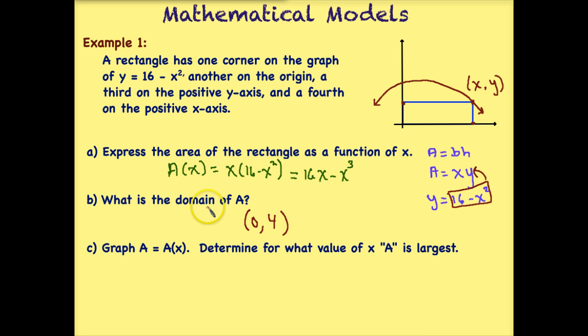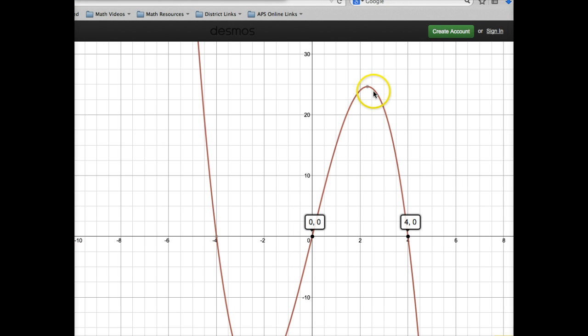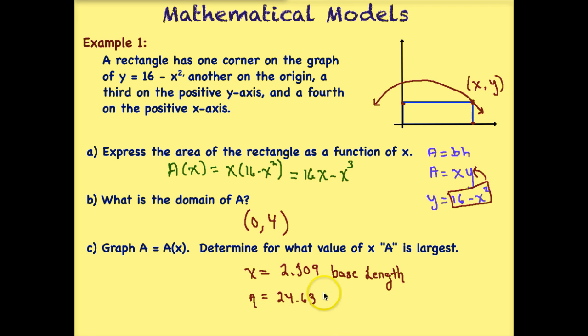So whenever we're dealing with domain in a mathematical model, we have to think realistically, what numbers make sense for this problem? So now let's graph, which we did. Determine for what value of x the area is the largest. Well, all we have to do is look here at our max, and we can determine that at 2.309, we have an area of 24.63. And here we've written it down. So our base length of approximately 2.3 gives us a max area of 24.63 units.